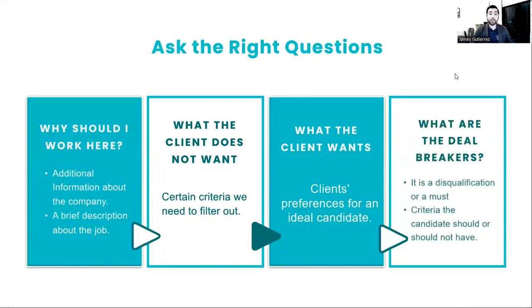Lastly, what are the deal breakers? Now, a deal breaker is a non-negotiable. It is a disqualification or a must that a candidate should have. It is criteria that the candidate needs to have in order to pass, or if they do have, would automatically be removed. So making sure that you ask your clients what are potential deal breakers for that requisition is a good practice that you should always do.